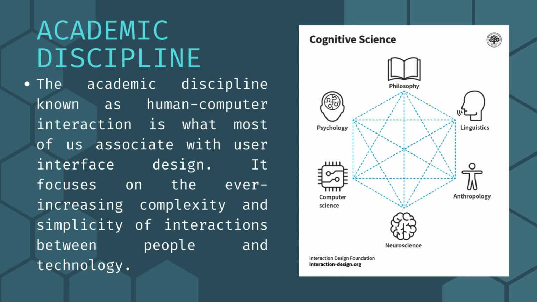Now that we have discussed the introduction and the old and the new, we should now head on to the human and the computer part of this presentation. On the human side, the academic discipline known as human computer interaction is what most of us associate with user interface design. It focuses on the ever increasing complexity and simplicity of interactions between people and technology.